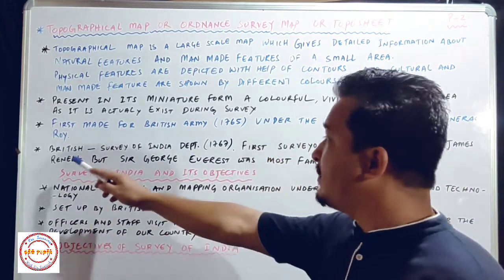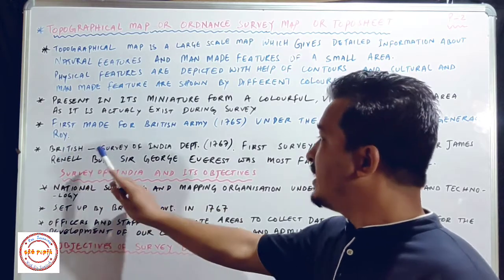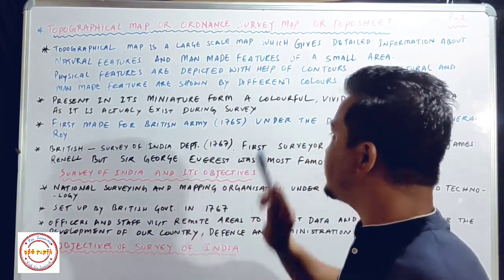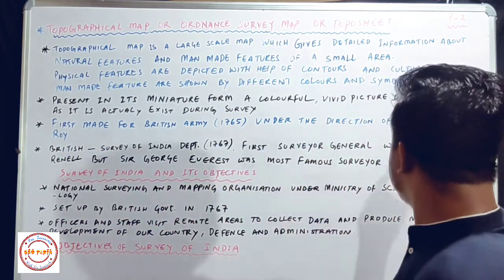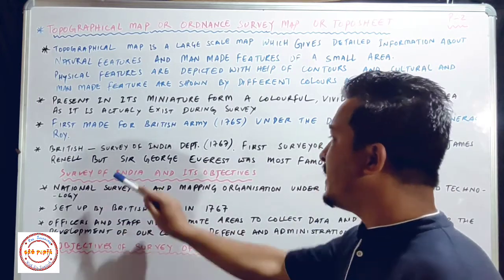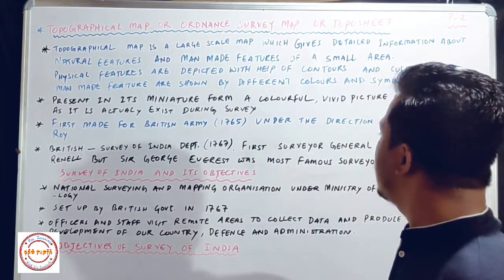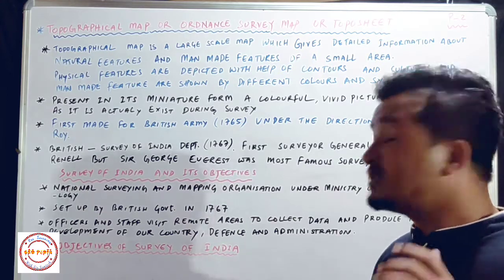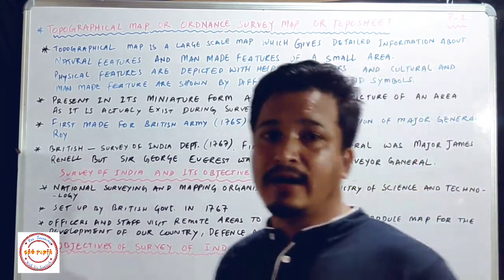Next point, here we have the British Survey of India Department, 1767. The first Surveyor General was Major James Rennell, but Sir George Everest was the most famous Surveyor General of India.